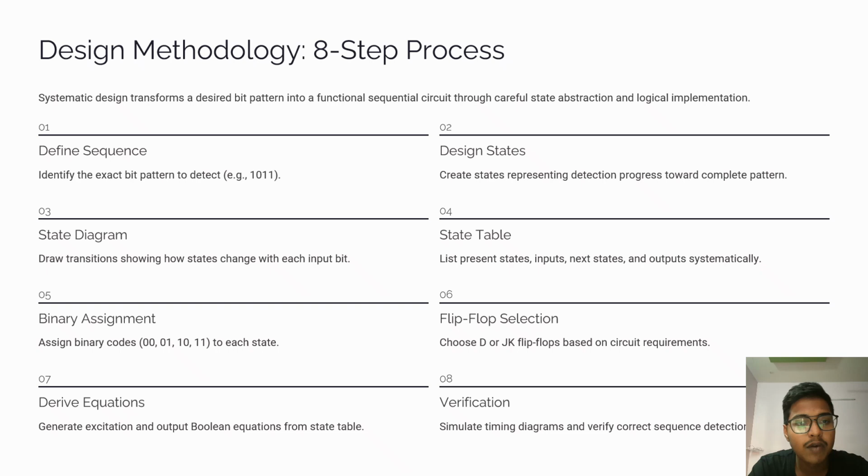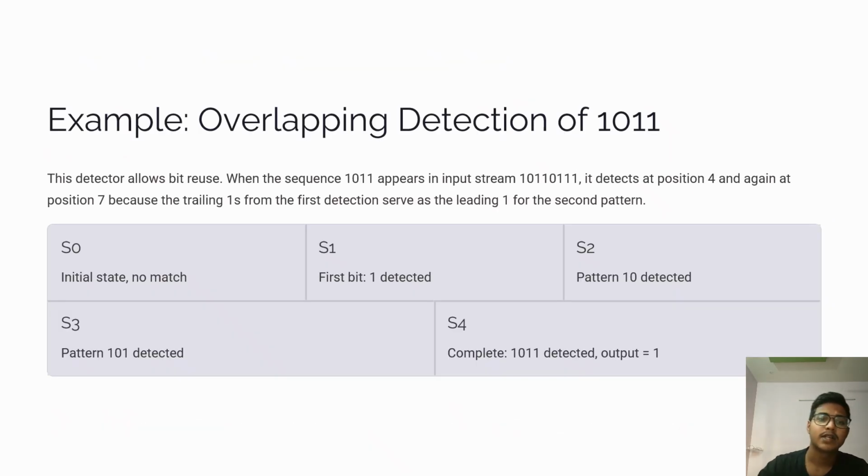And now we go to the examples for overlapping and non-overlapping. Here is the example for the sequence 1011. It is an example for overlapping. Let's take the example sequence 1011. We will define 5 states. First is the initial state, when no bit is matched. In S1, 1 is detected, in S2, 10 is detected, in S3, 101 is detected, and in S4, 1011 is detected.